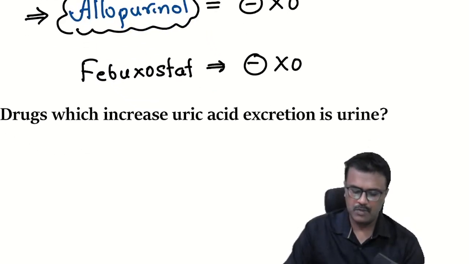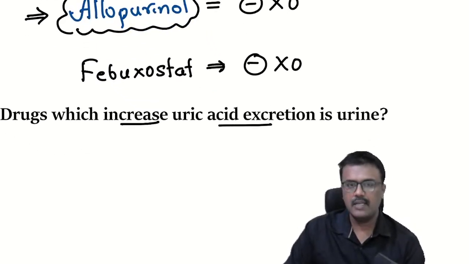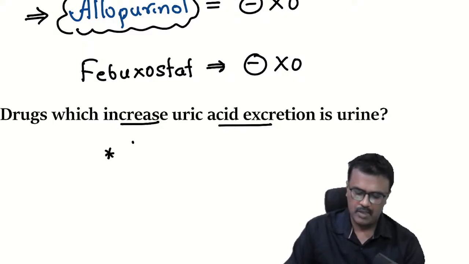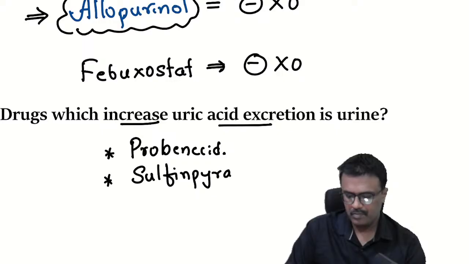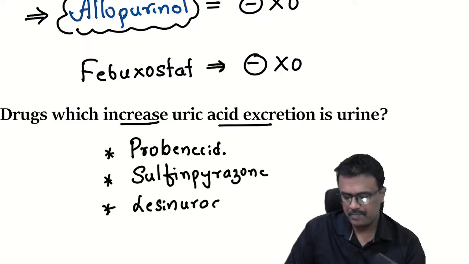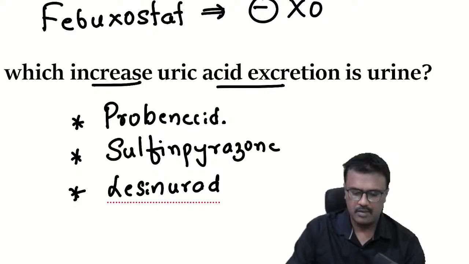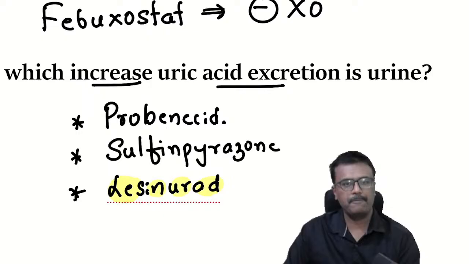Next, which drugs increase uric acid excretion in urine? They are called uricosuric drugs. Remember the name probenecid. Then sulfinpyrazone. And a new drug called lesinurad. You see the name of the drug. It lessens uric acid, lesinurad.